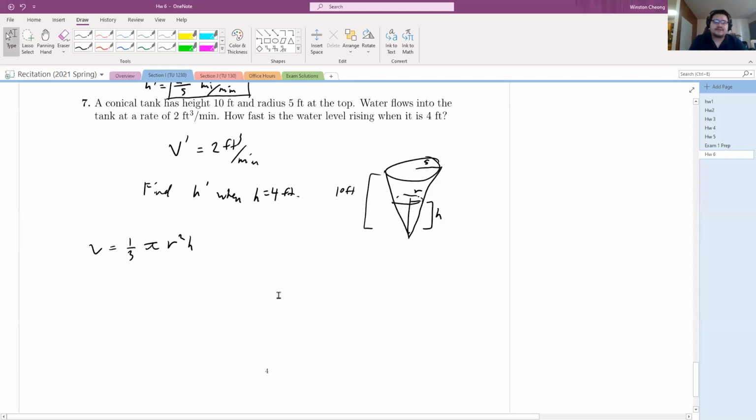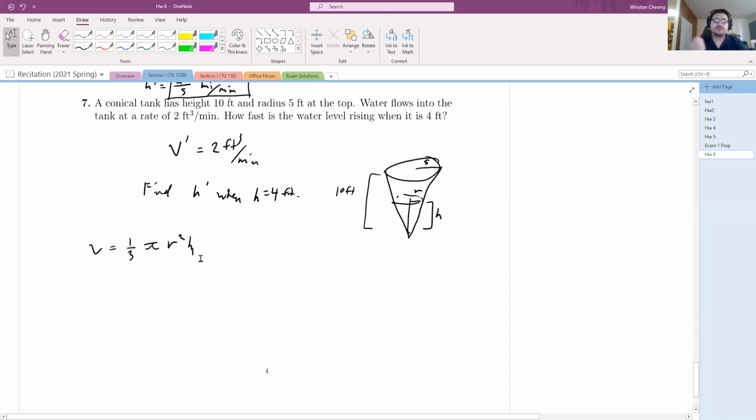The shortcut is to realize that actually r prime and h prime are going to be related to each other because the quantities r and h are related to each other in this picture. Because you have similar triangles working around, you're going to have a relationship between r and h. Then you take the derivative of that equation. That'll give you an equation relating r prime and h prime.